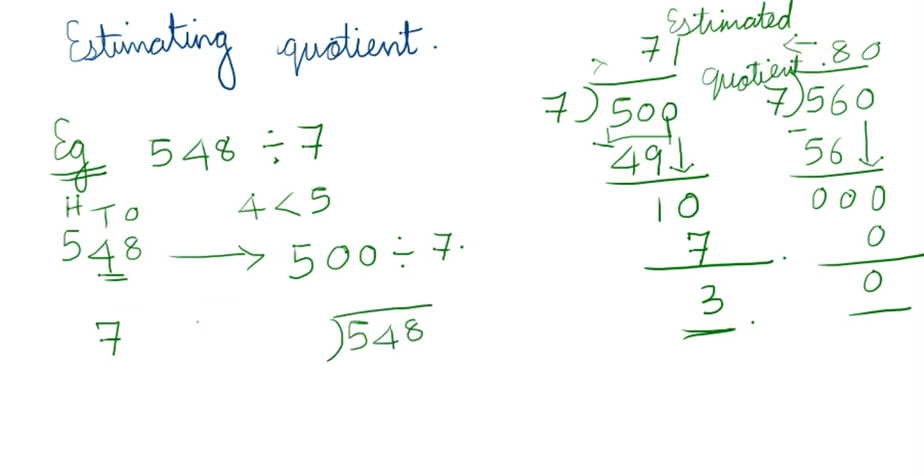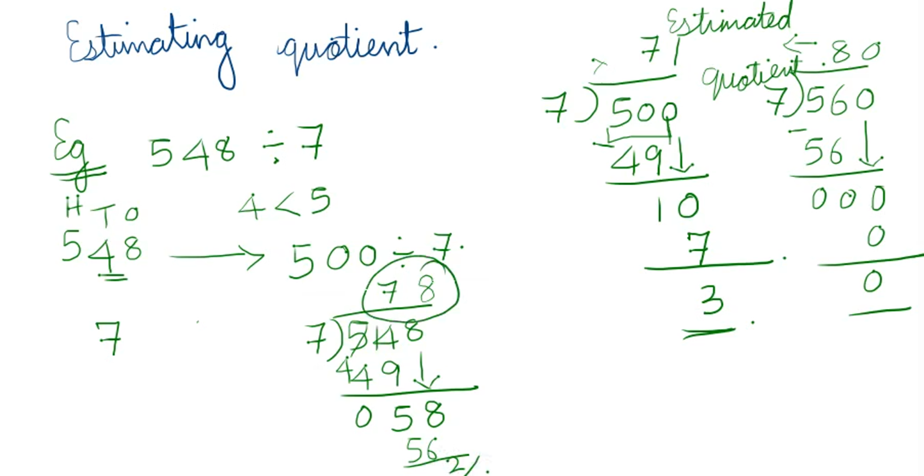548 divided by 7. Alright, 7 5s are 35. Again, 7 sevens are 49. So that only we'll have to do. 7 sevens are 49. So when you're subtracting, what will you be getting? 14 minus 9 is 5, right? So this is 0. And then I bring down 8. So again, 7 sevens are 49. 7 eights are 56. So I get a remainder of 2 here. So what is my actual quotient? So 78 is going to be my actual quotient.